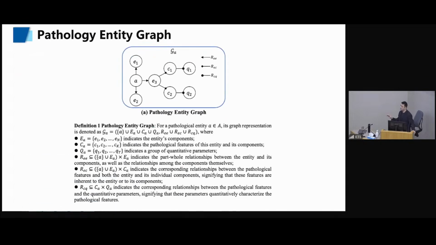Based on these three fundamental elements, the definition of the pathology entity graph is provided as follows. The above is a visual representation, and the below is a graph theory-based representation. In simple words, A represents the pathology entity, and it could link to several components denoted as E, and each component could have several pathology features denoted by C, and every feature can have a quantitative metric that quantitatively measures how normal or abnormal this feature is.